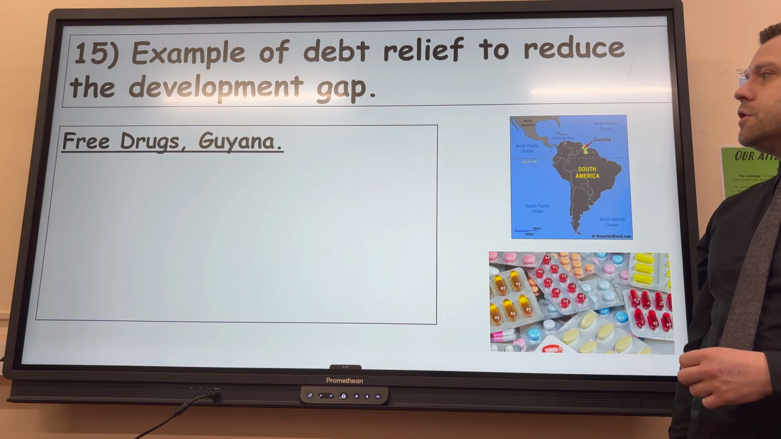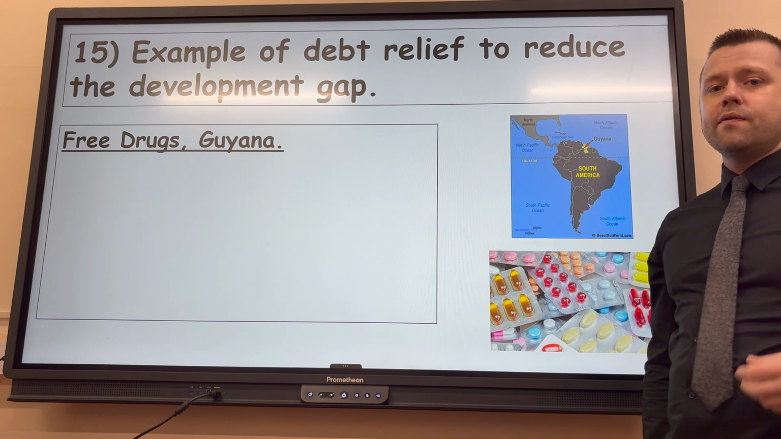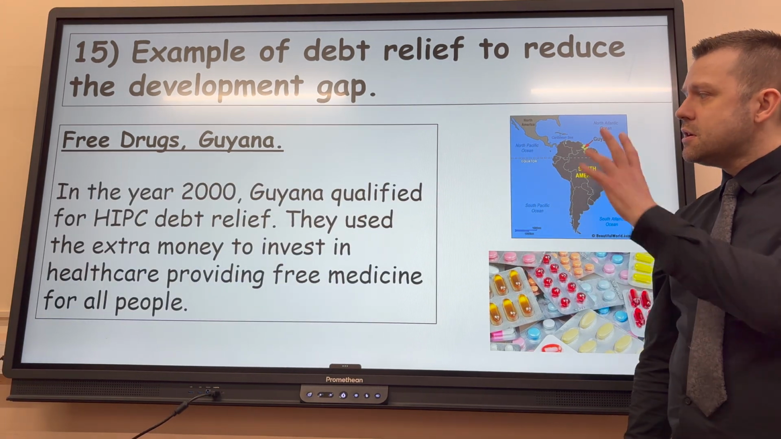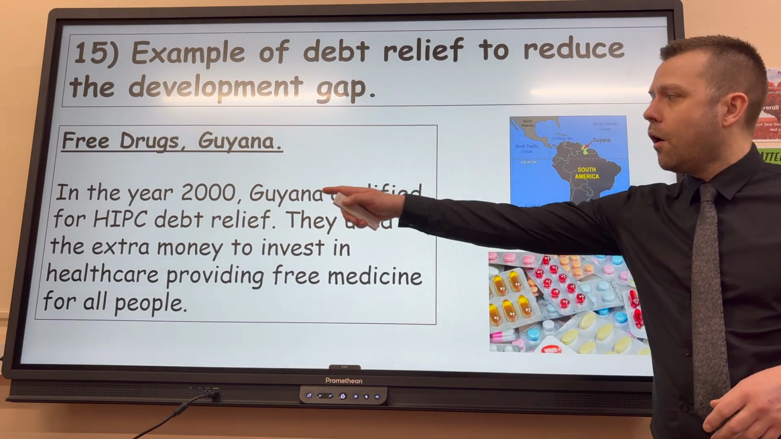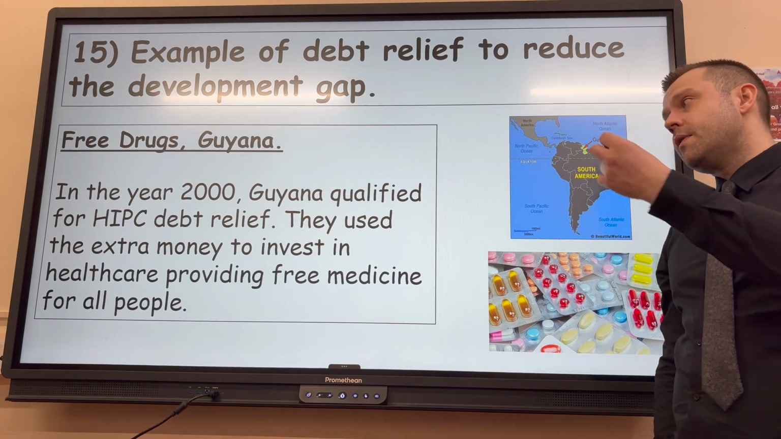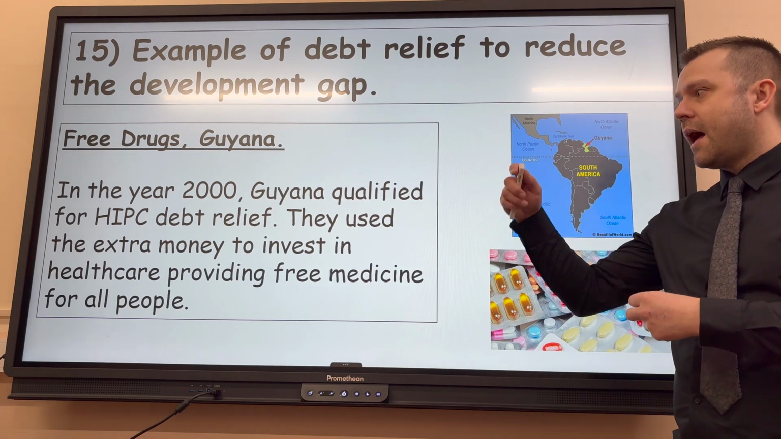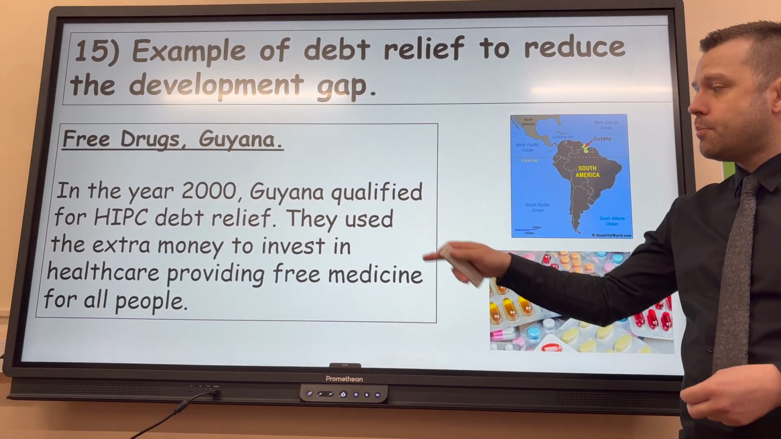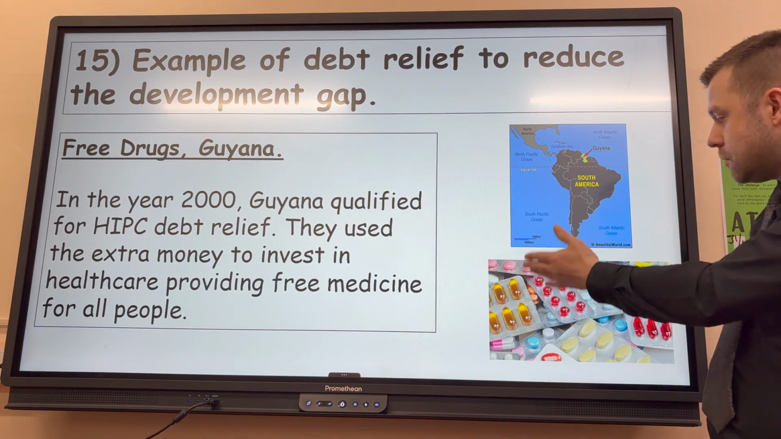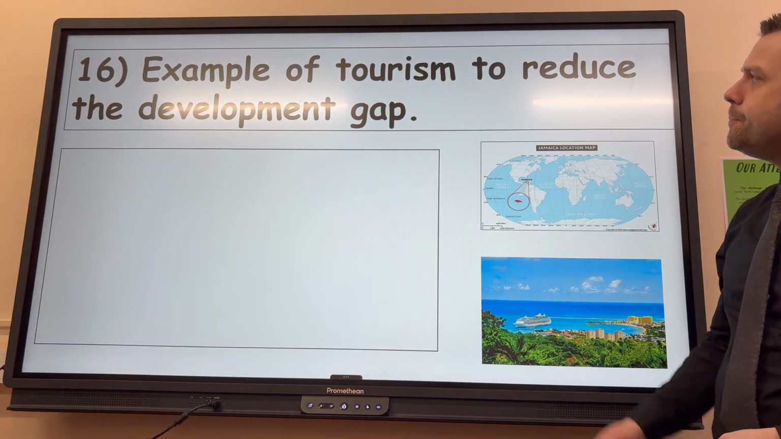Debt relief. So for our debt relief example, we can use Guyana and the free drugs that they have provided. Now, in the year 2000, Guyana qualified for a highly indebted poor country debt relief scheme. The extra money that they got from this debt relief, what they weren't paying in debt interest on, they used to invest in healthcare, providing free medicine for all people, and the signs you've seen with free drugs is all about this free medicine, ultimately increasing life expectancy.